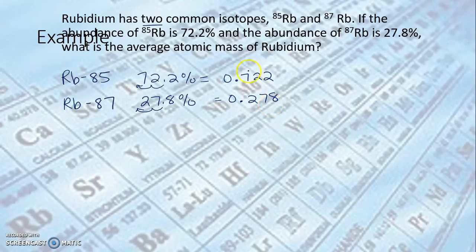Now we need to multiply what we've just done by the mass of each. This one has a mass of 85. This one has a mass of 87. And so now we do the math. So get your calculator out. I know you're sitting there waiting for me to do it. Don't be lazy. Pause this and go get your calculators, and then come back and do the math with me.